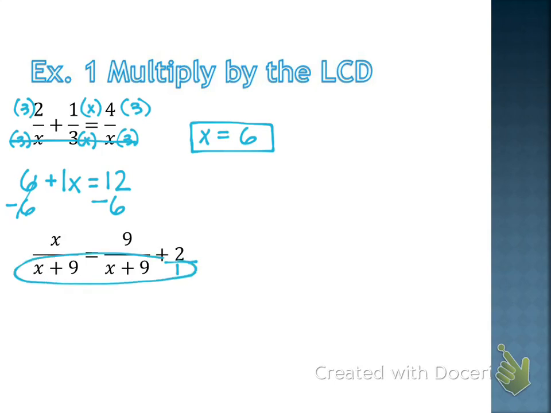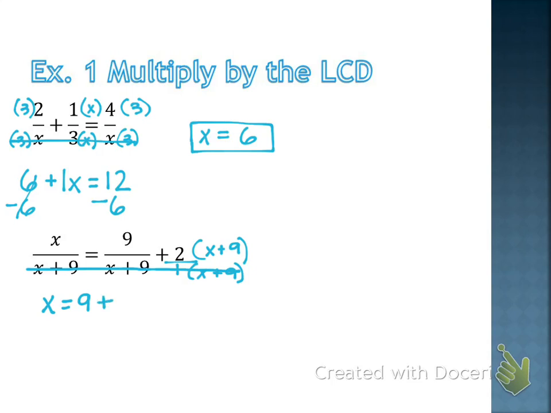What would a good common denominator be? X plus 9. So, do I need to do anything to these 2 fractions? Nope, they've already got the common denominator. But what do I have to do to the third fraction? Multiply by x plus 9. Whatever I do to the bottom, I've got to do to the top. Now that I have common denominators, what can I do to those denominators? Cross them out. We don't even need to worry about them anymore. And I have x is equal to 9.